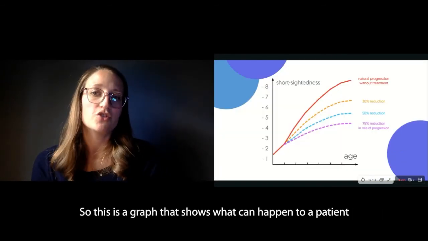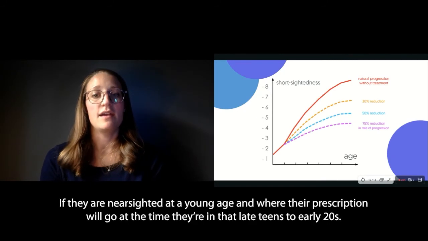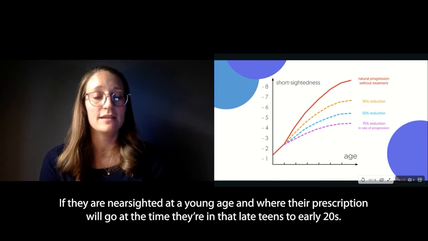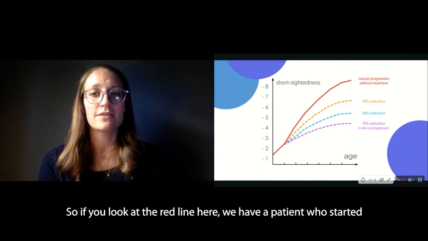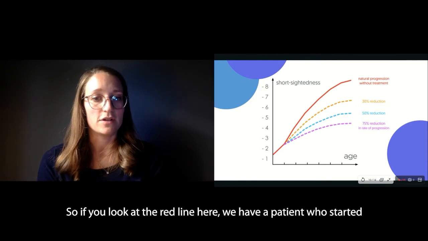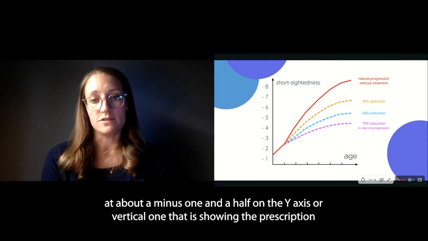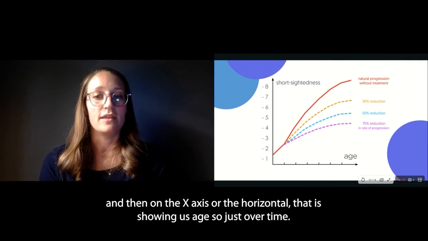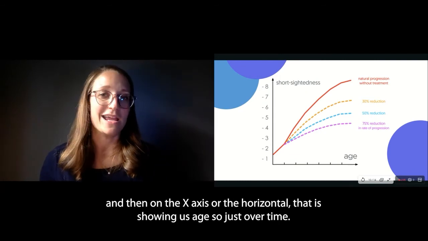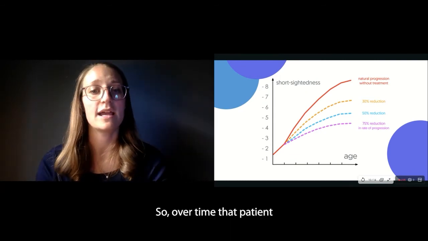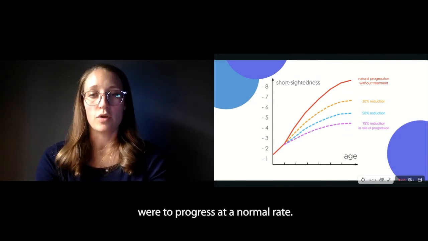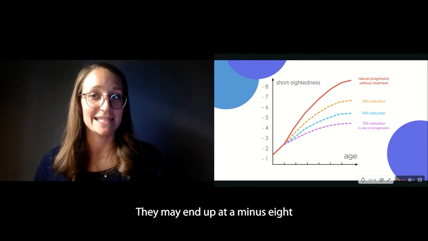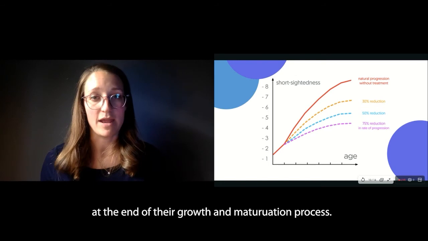So this is a graph that shows what can happen to a patient if they are nearsighted at a young age and where their prescription will go by the time they're in that late teens to early 20s. So if you look at the red line here, we have a patient who started at about a -1.5 on the y-axis, or the vertical one. That's showing us the prescription. And then on the x-axis, or the horizontal, that's showing us age, so just over time. So over time, if that patient were to progress at a normal rate, they may end up at a -8 at the end of their growth and maturation process.